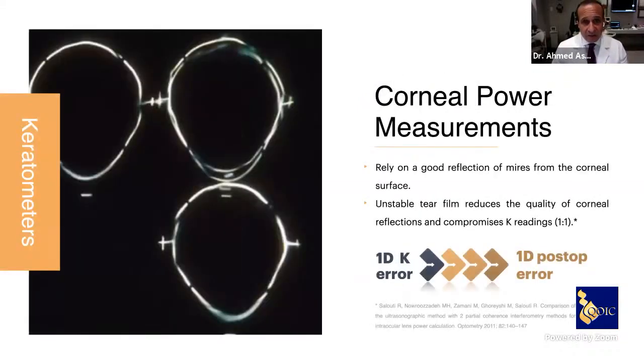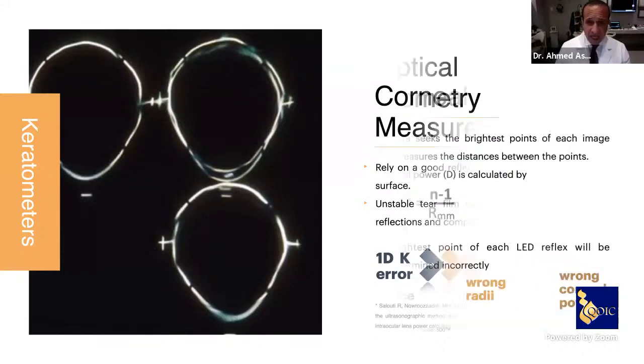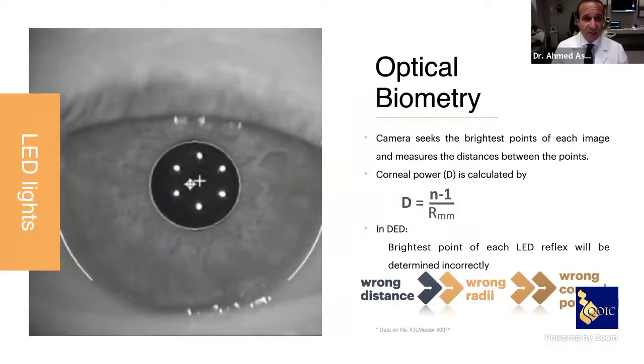So keratometers rely on good reflections or mirrors on the corneal surface, and unstable tear film will produce irregularities of those mirrors, and this will compromise the measurement of the corneal power with a 1-to-1 ratio. One diopter error in measurement of the corneal reading will result in one diopter of post-operative refraction error. And the same applies to optical biometry.